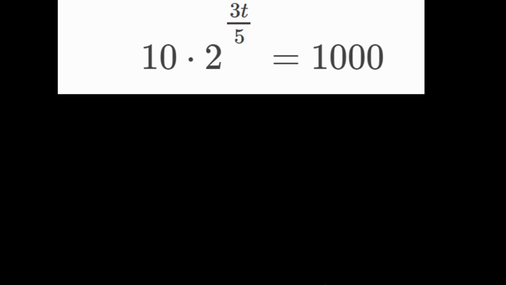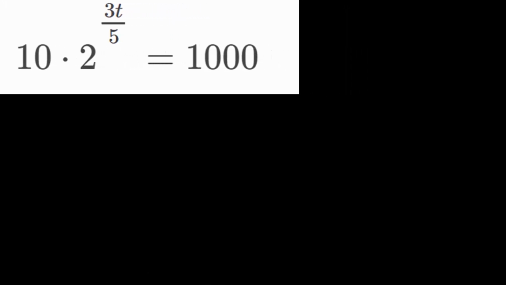And the general strategy for exponential equations is that we should solve for the exponential term and then either rewrite each side of the equation with a common base or use logarithms to solve this. Now, if we were to solve this for the exponential term, this 2 to the 3t over 5, we just need to get rid of this multiplication by 10. And we can do that by dividing each side of the equation by 10, so that we get 2 to the 3t over 5 is equal to 100.